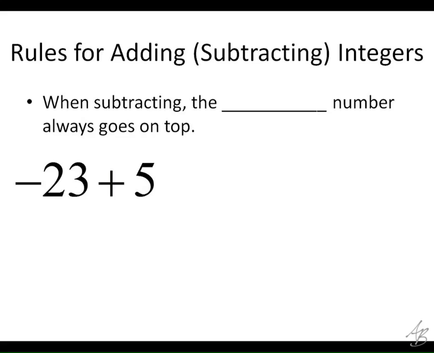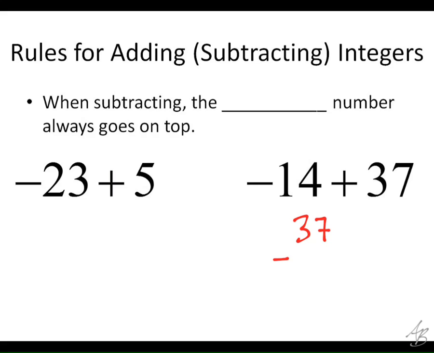So when we subtract this, we would have to put the 23 on top. Same thing here. If we were subtracting these, one's positive, one's negative, so we know we have to subtract. Which one's going to go on top? The negative 14 or the 37? The 37 goes on top, so we would write it like this to subtract it.